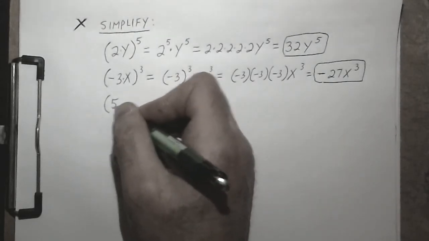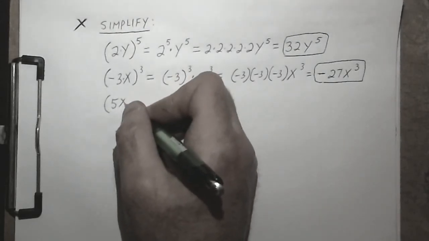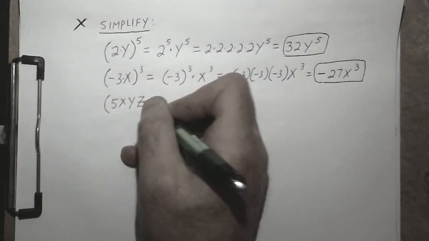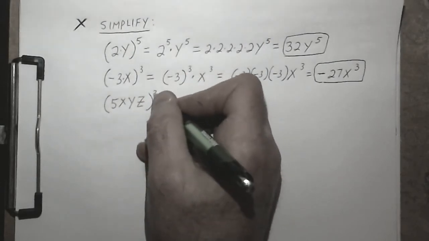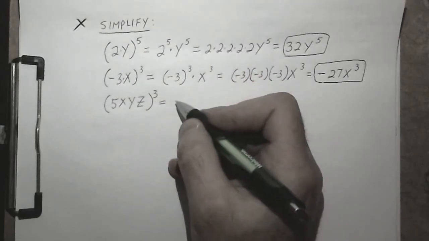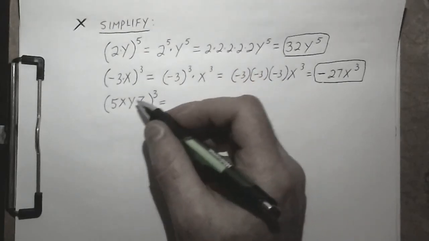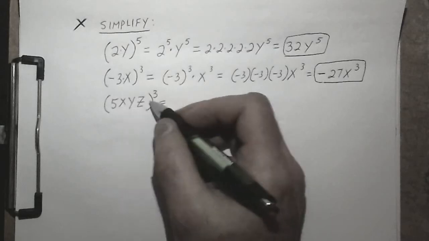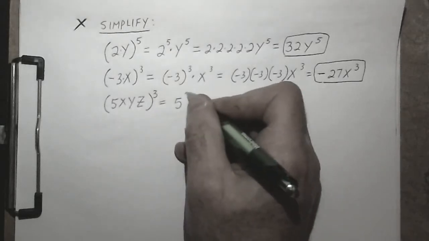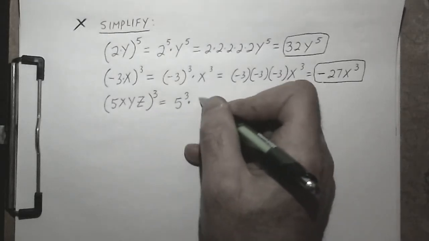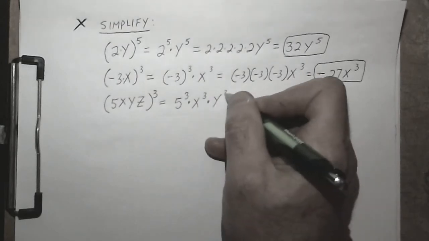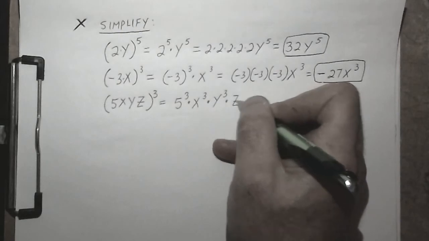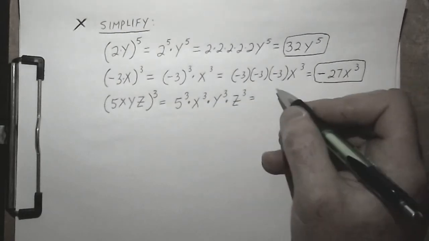Next, we're going to take this monomial, 5xyz. Make sure you always put slashes through your z's. And we're going to cube this entire monomial. To do so means we must raise everything inside parentheses to the third power. So 5 must be raised to the third power, times x must be raised to the third power, times y must be raised to the third power, times z must be raised to the third power.